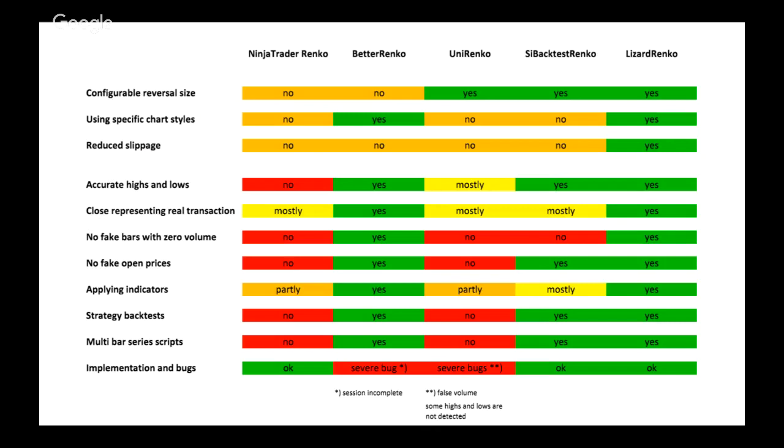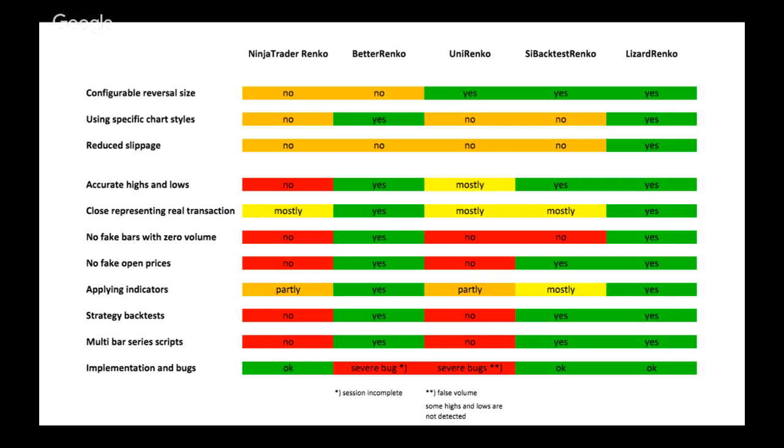So as I said, the LizardRenko, the Shark Indicators Backtest Renko, and the Better Renko produced more or less the same backtest results. They all make this distinction between price action and display. And also the timestamps synchronize correctly so that they can be used with multi-bar series scripts, and they are backtestable.